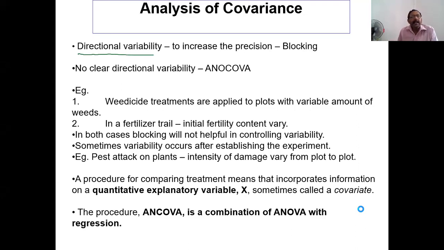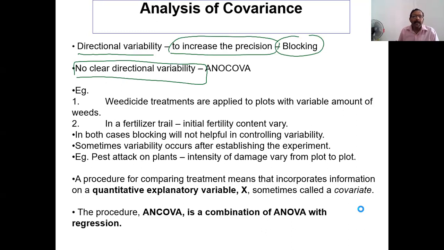This is what I said, directional variability. There's a pattern, moisture variability. If the moisture variability is directional, to increase the precision of the experiment, we go for blocking. As I pointed out, we go for blocking. But there are some occasions we say the direction of variability is not clear. Under that circumstance, we can go for analysis of covariance. So you understand in which situation we'll have to go for analysis of covariance. That doesn't mean all the time we'll have to go for analysis of covariance. It depends on the situation, right?